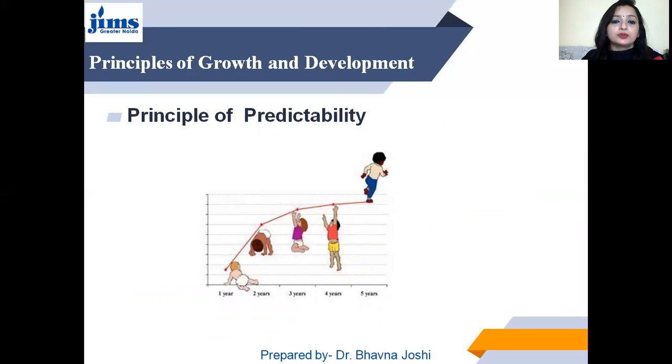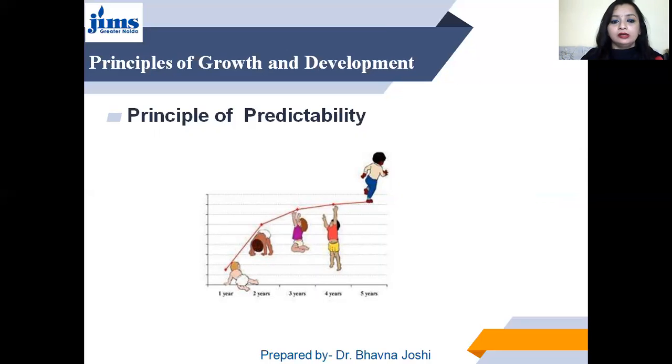Next principle is principle of predictability. Yes, development is predictable. It is very much predictable. The rate of development may vary from person to person, as we have already studied. But the rate of development for each child tends to be fairly constant. So we can safely predict the physical, mental, social, and emotional development of the child. The rate of development may vary, but it will happen, that is for sure.